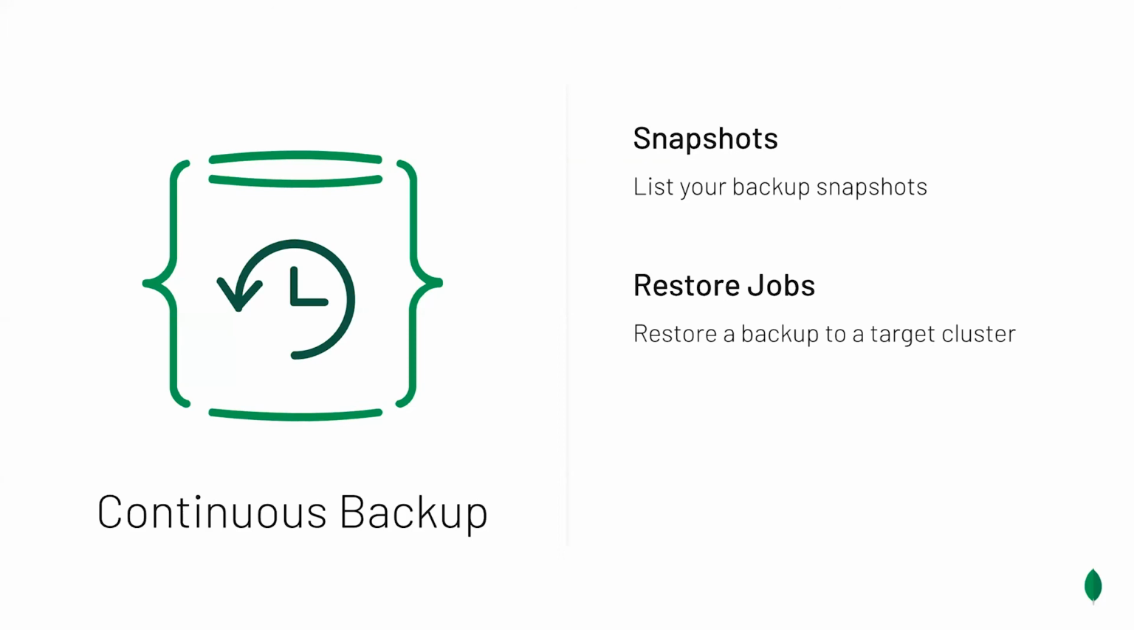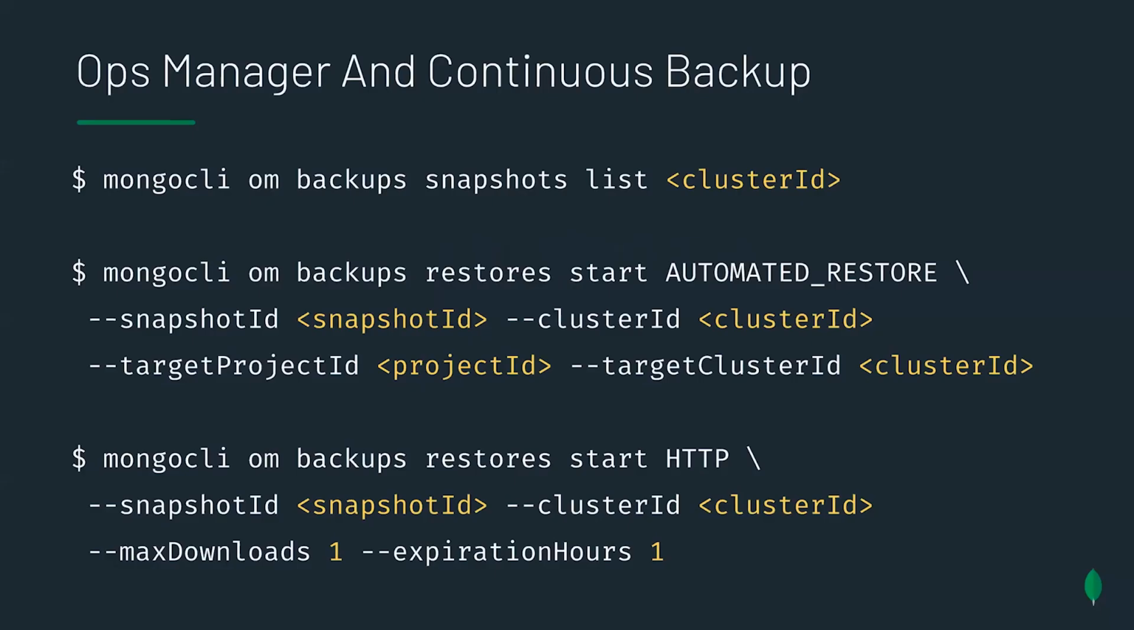We have continuous backup support. You have snapshots, restore jobs. You can automate how you do backup through the CLI. Here's a quick example. You can list the snapshots that you have for your cluster. Then you can create an automated restore from one project to another. So you could imagine scripting, replicating clusters across projects, and then using backup to restore that information.